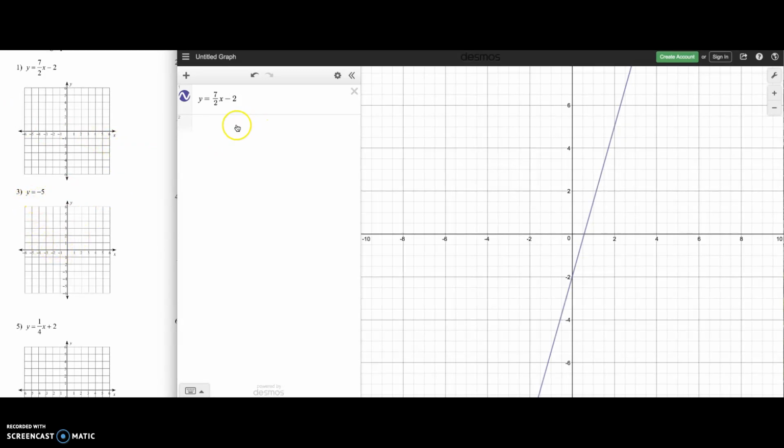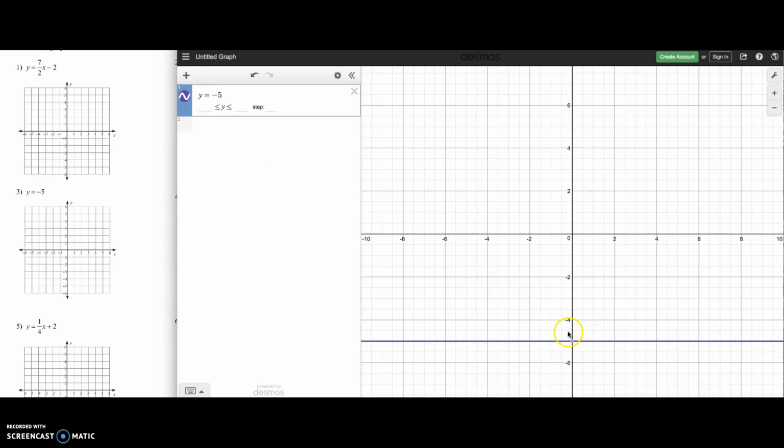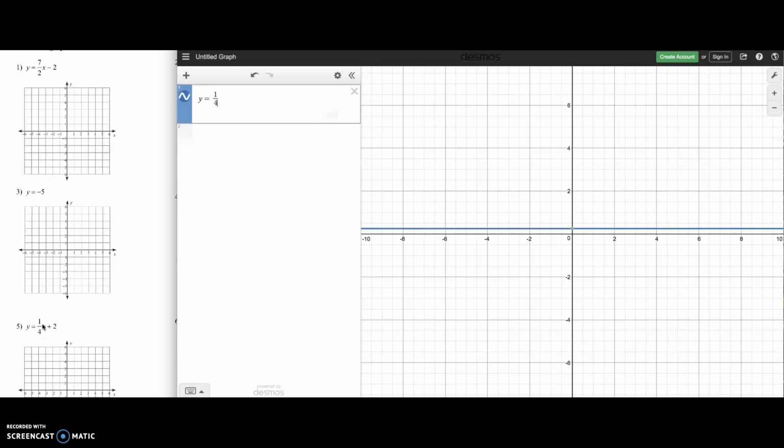It will do things like vertical lines, horizontal lines. This one's going to be a horizontal line, y equals -5 right here. It's asking us if we want boundaries. We don't. We just wanted to see the graph. You can click X to get the graph to disappear, and you can start typing the new graph. Y equals, again, 1 divided by 4 over arrow X plus 2.